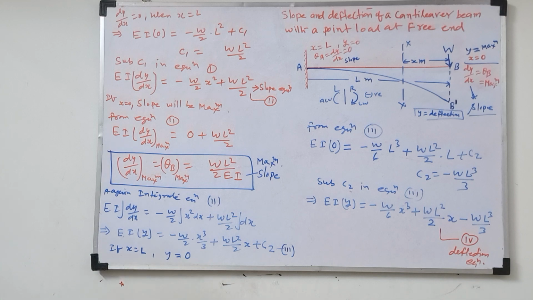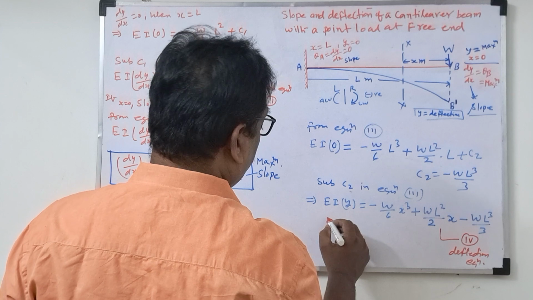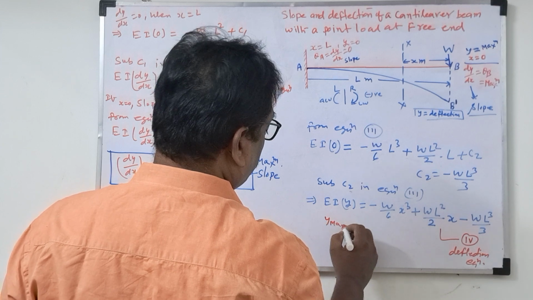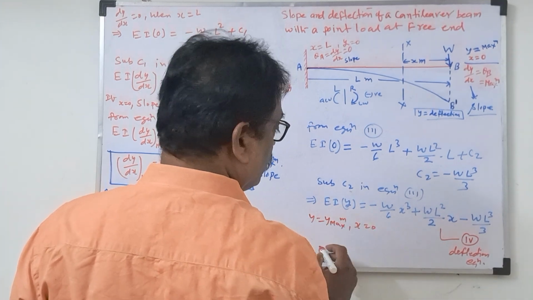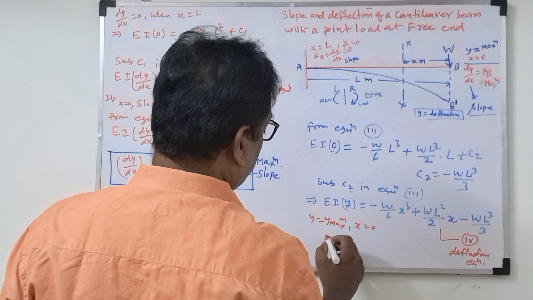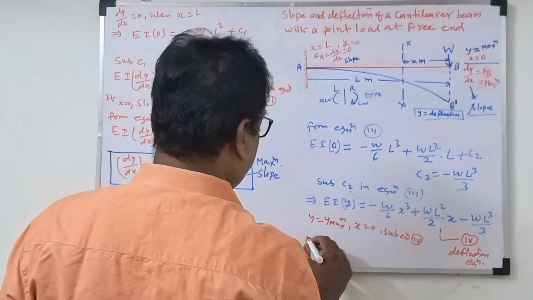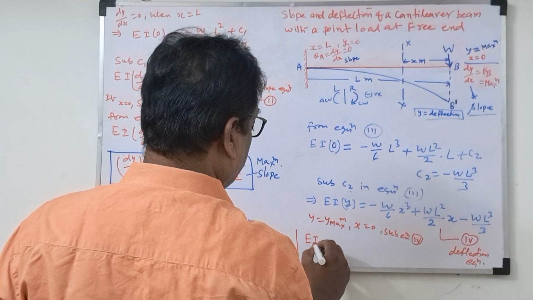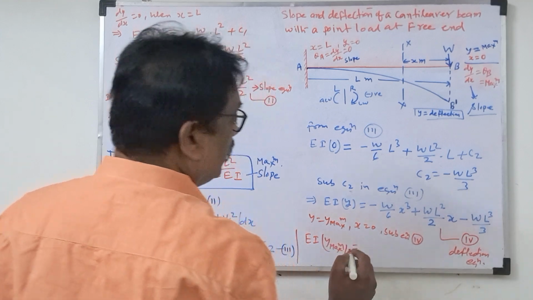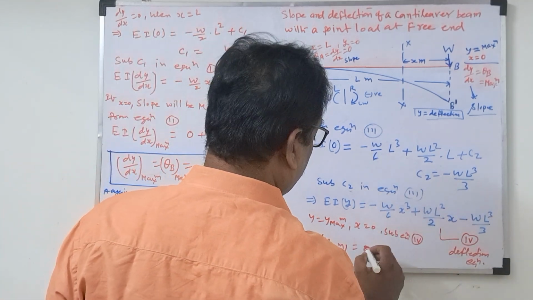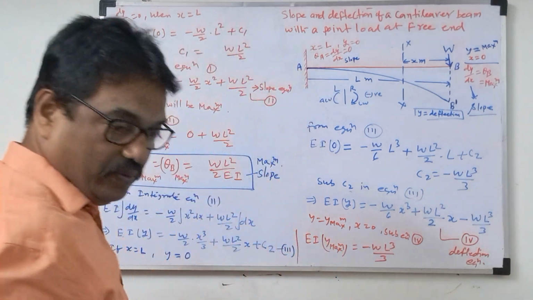Now, when will deflection be maximum? Deflection will be maximum when x equal to 0. Y becomes y max when x equal to 0. Substitute in equation number 4. What will we get here? EI y becomes y maximum. Then x equal to 0, so what will come directly? WL cube by 3.